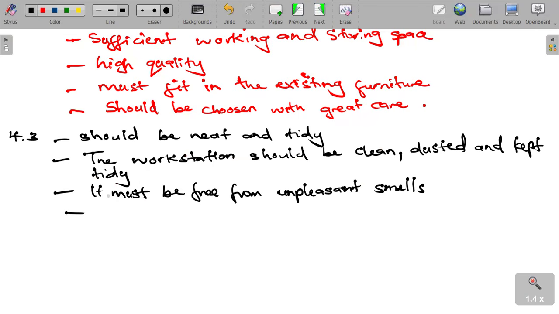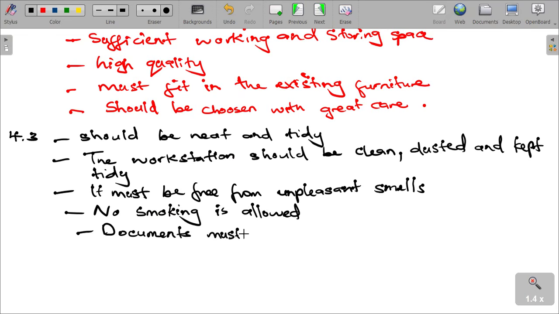Right. And also, no smoking is allowed. You're not supposed to smoke in the workstation. And then the documents must always be clean and neat.